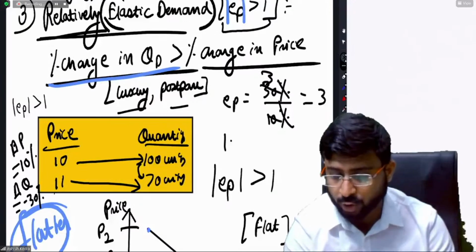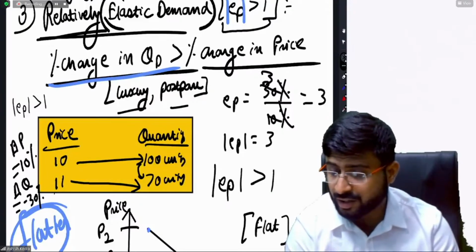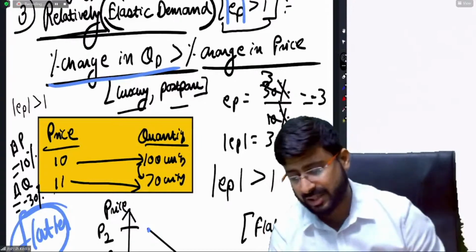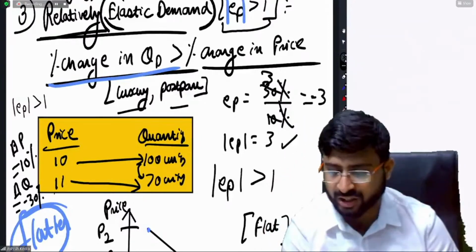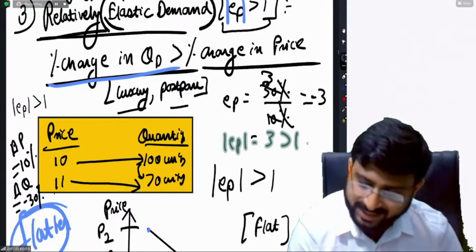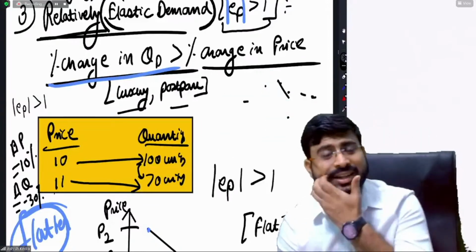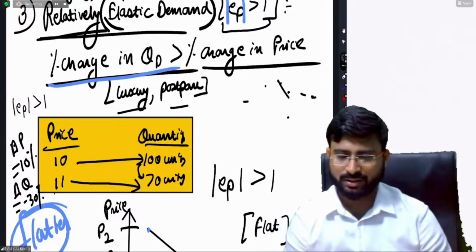You get elasticity value to be 3. Remember, actually it came -3. We always take modulus, so 3. And isn't it greater than 1? Yes.